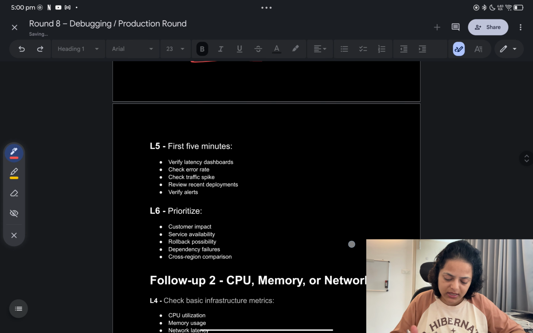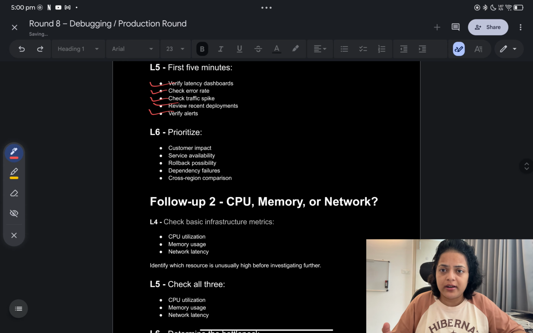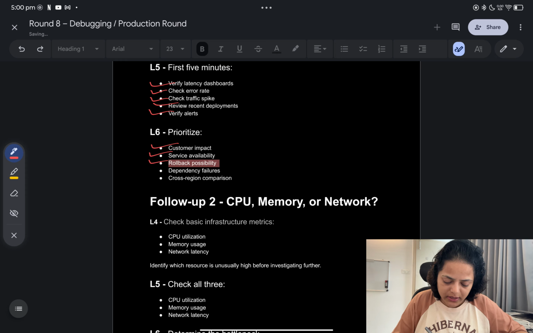Now what will L5 say, in the first 5 minutes? Verify the latency dashboard. Everybody will see the dashboard, then check error rate, check traffic spikes, whether a lot of traffic was there, review recent deployments and verify the alert. Now what does L6 prioritize? He will prioritize customer impact first. So roll back the deployment or something like that, and service availability, rollback possibility, dependency failure, and cross-region comparison.